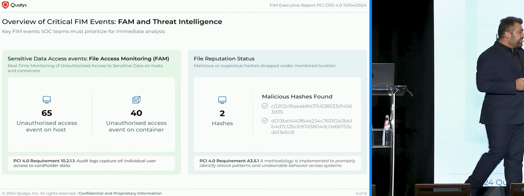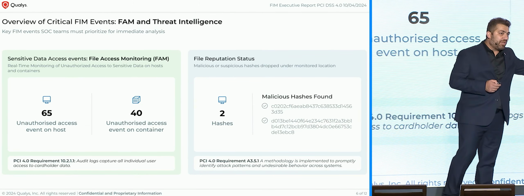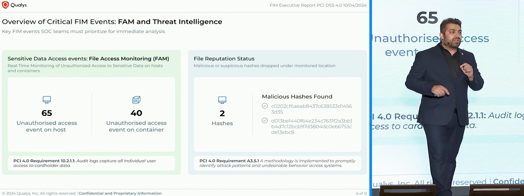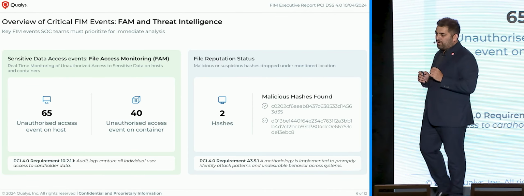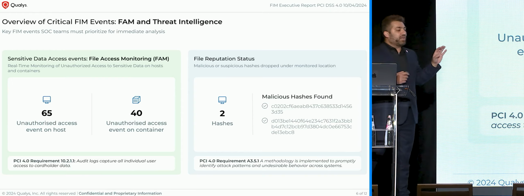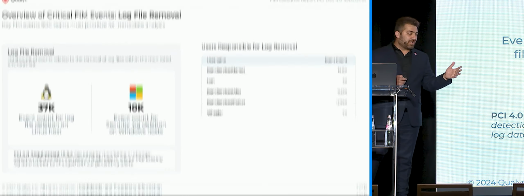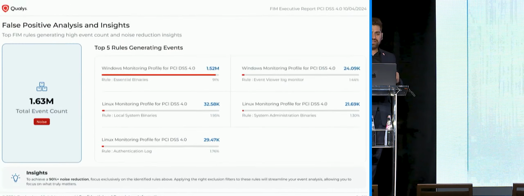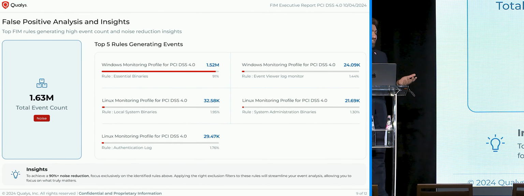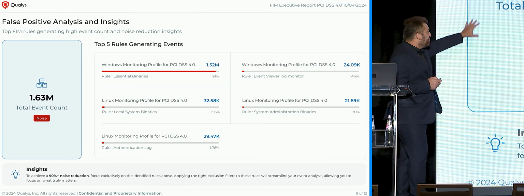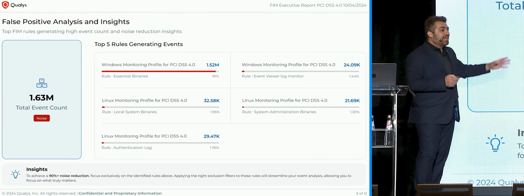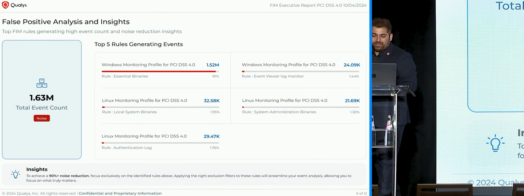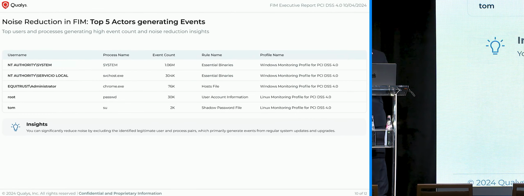There we are showing the malicious hashes. We are capturing that particular requirement of PCI 4.0. So you have the complete coverage of your PCI 4.0 in this particular report, and all the requirements are covered. Log file removal, user impersonation, and false positive analysis and insights that tell you which rule is generating the noise, and this 1.63 million event count is nothing but the noise. We're telling you upfront. And going further, how can you reduce the noise?